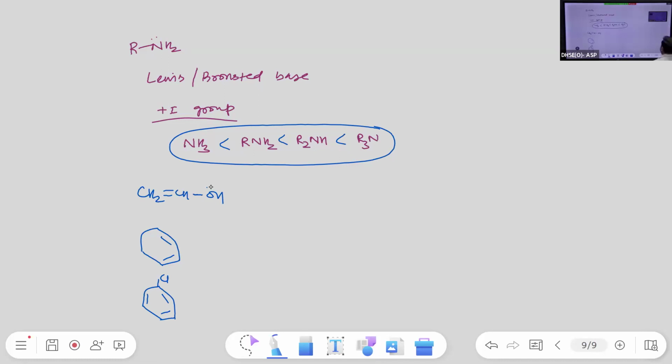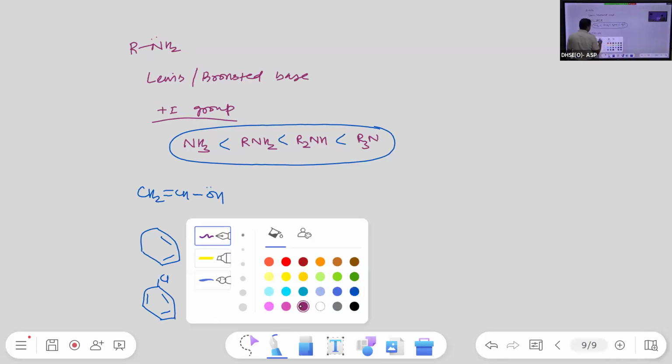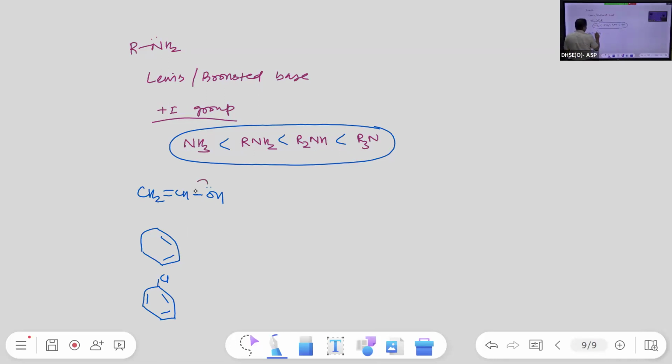I hope all of you tried. Now, it is lone pair in conjugation with pi bond. So then forget it, don't panic. I will discuss it, starting here. And here, pi bond in conjugation with pi bond.